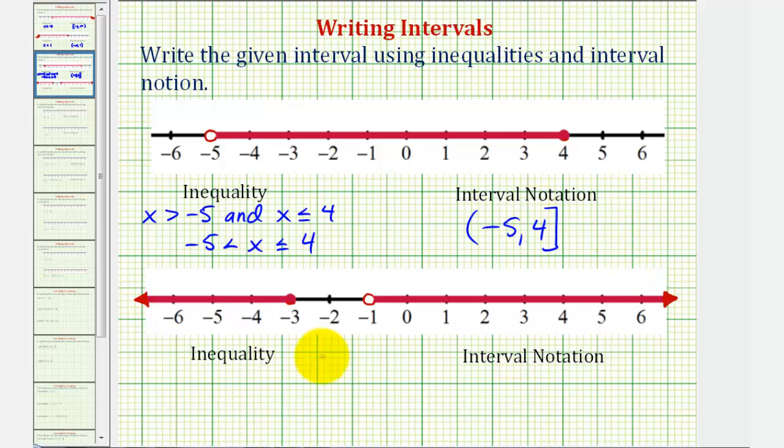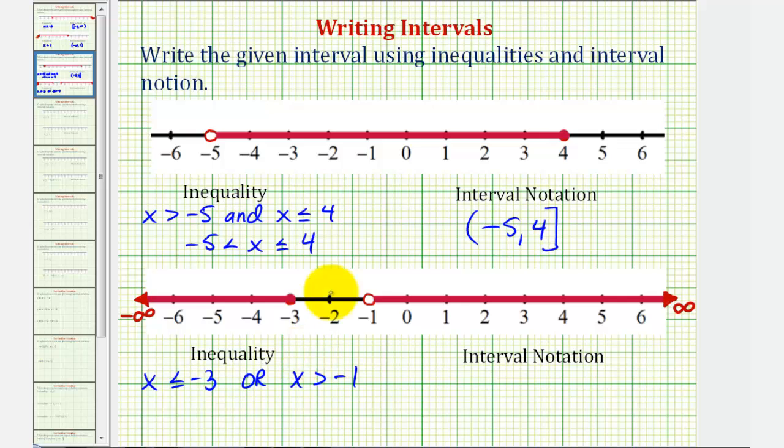Now for the last example, we have from -3 to negative infinity. Notice how it does include -3, or we have the interval from -1 to positive infinity, where this open point says the interval does not include -1. So using inequalities, we have x is less than or equal to -3, or because we have two separate intervals, x is greater than -1.